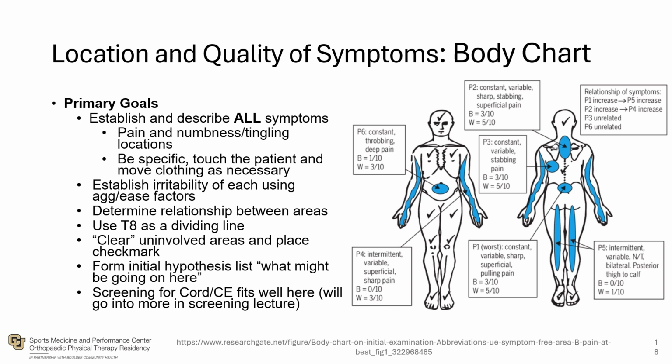After we map out these symptoms, then we go into AGS and EASes. We're using their language, specific to what they've provided to us. So specific to that right sharp shoulder pain, what makes this better or worse? We get irritability as well.